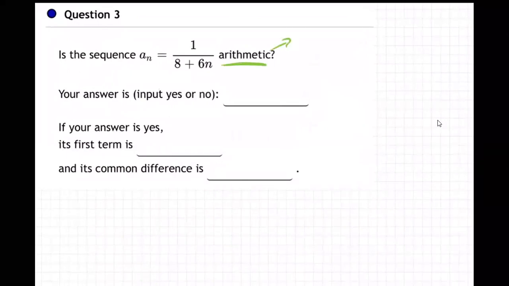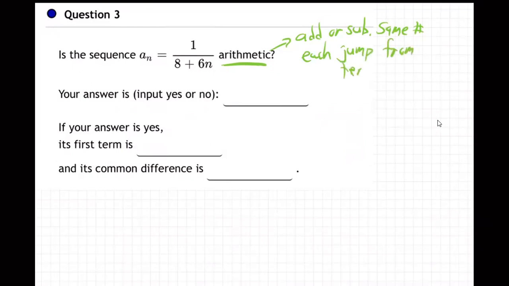Arithmetic means that you add or subtract the same number each jump from term to term. You add or subtract the same number each jump from term to term. Well, how do we look at a formula like that and decide? Well, what we have to do is plug in.